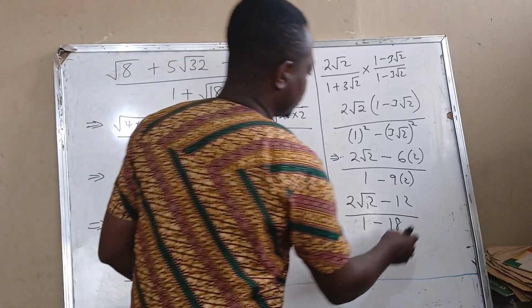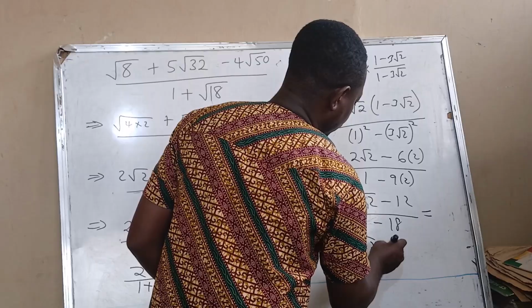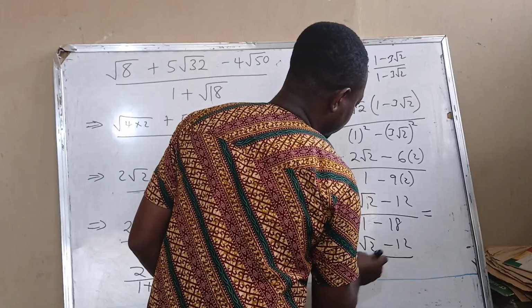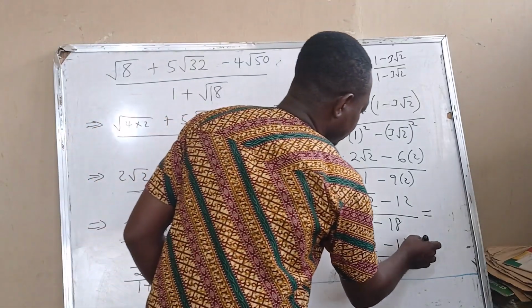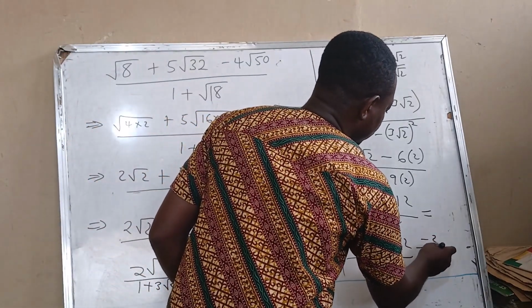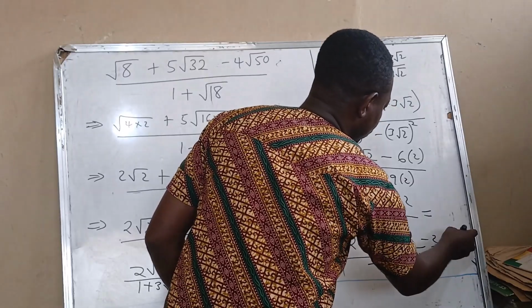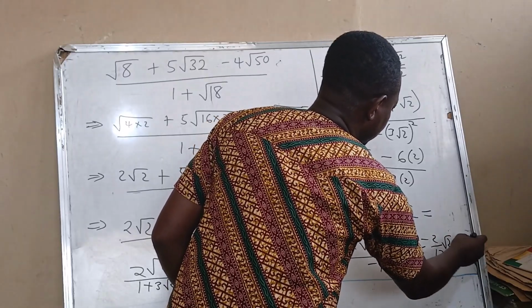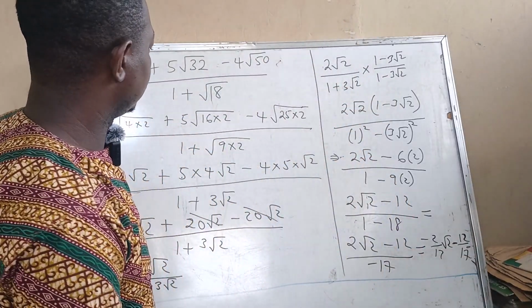So that would be 2 minus 12 on minus 17. Okay, which is the same as minus 2 on 17 with 2 minus 12 on 17. That's the final answer. All right.